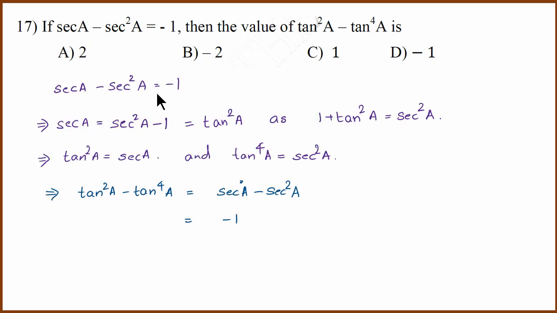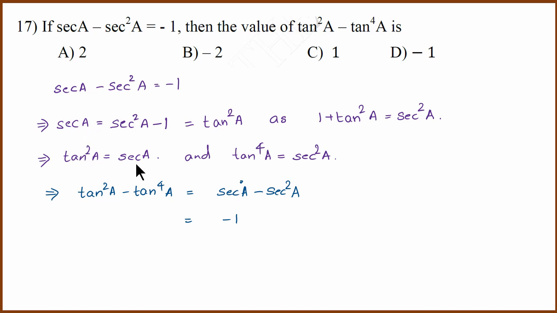First let us write what is given. secant a minus secant square a equals -1. Then let us move the secant square to the right hand side. Then it becomes plus, secant square a minus 1. But secant square a minus 1 is tan square a. Why? 1 plus tan square equals secant square a. So taking this 1 to the right hand side, secant square minus 1 becomes tan square a. In other words, tan square a is now equal to secant a. Look, tan square a is equal to secant a.